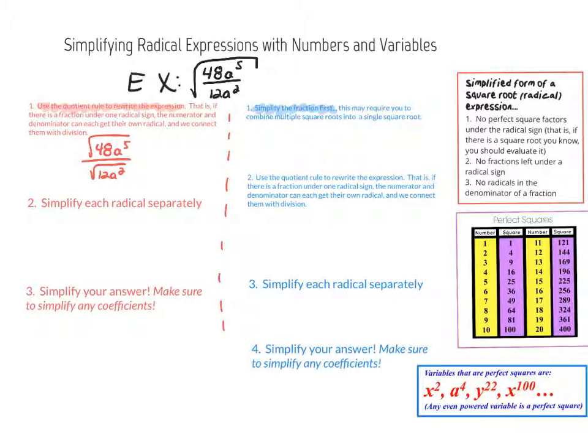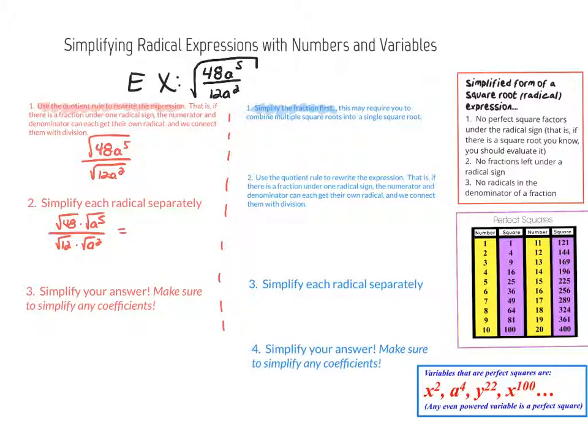So for instance, on top, I can give root 48 its own square root, and I can give the a to the fifth its own square root, because again, if two numbers are multiplied under one square root, they can each have their own. Same thing on the bottom, if 12 and a squared were being multiplied together, they can each have their own square root.